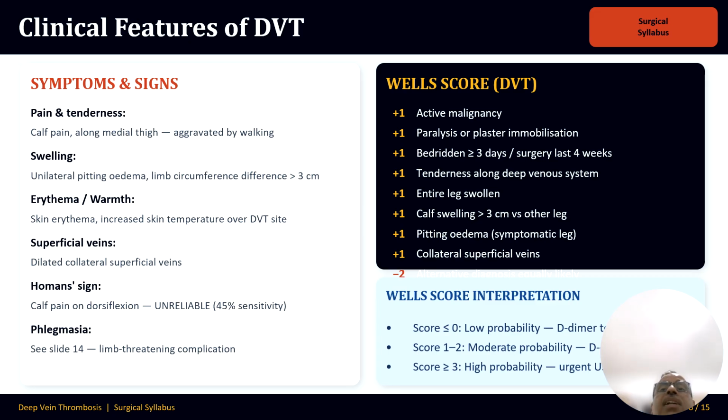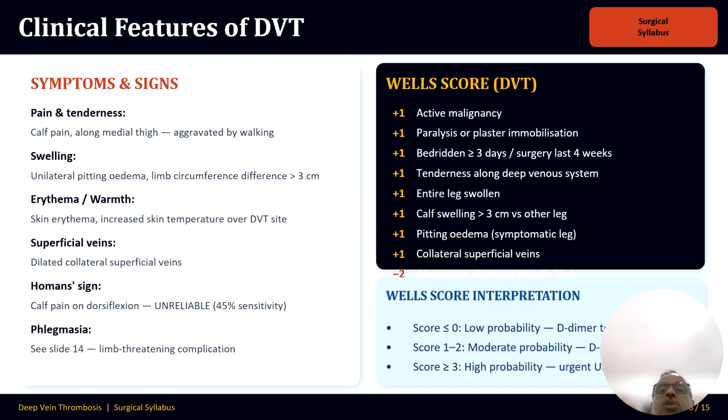Tenderness along the deep venous system is given 1 point. Entire leg swollen is given another 1 point. Any calf swelling of more than 3 centimeters versus the other leg is given 1 point. Unilateral pitting edema on the symptomatic leg is given 1 point, and collateral superficial veins are given 1 point.